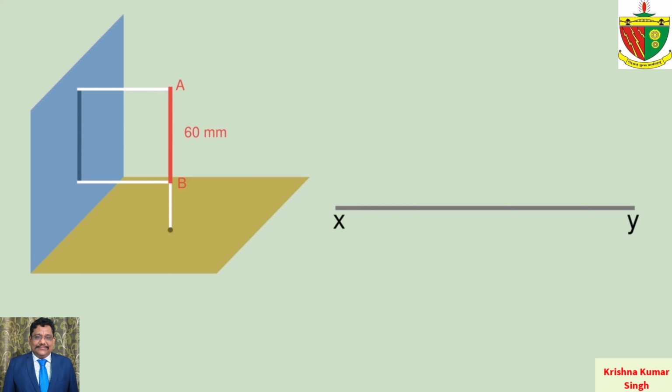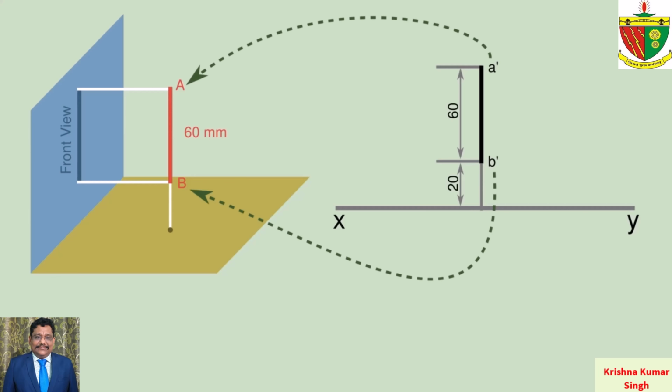Let's draw an XY line, say 100 mm. The front view gives the true shape of the line, so let's start with the front view. Now draw the front view of the AB line with length 60 mm above the reference line with 20 mm height. It is the true length, and name the first end as b' and the second end as a' from HP.